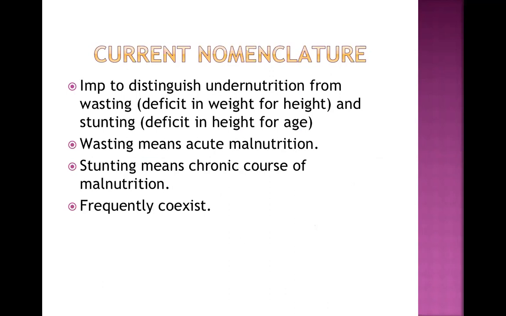Now, the third type of classification, or another classification I can say, is current nomenclature. This is given by WHO, and these are very important terms which we use these days. See here, these are important to distinguish undernutrition from wasting. Wasting means deficit in weight for height, and stunting means deficit in height for age. Now, many students are confused right here. What is the meaning of weight for height? So let me explain this for you.